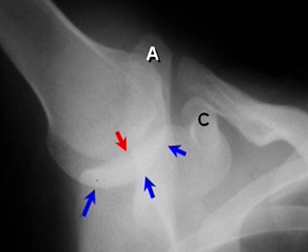And this is an example of an inferior dislocation. The blue arrows are pointing to the articular surface of the glenoid, which is pointing inferiorly. The red arrow is pointing to the glenoid. You could see that the head lies inferior to the glenoid. The C is the coracoid process, the A, the acromion. You'll notice that the arm is held at about a 45-degree angle upward.